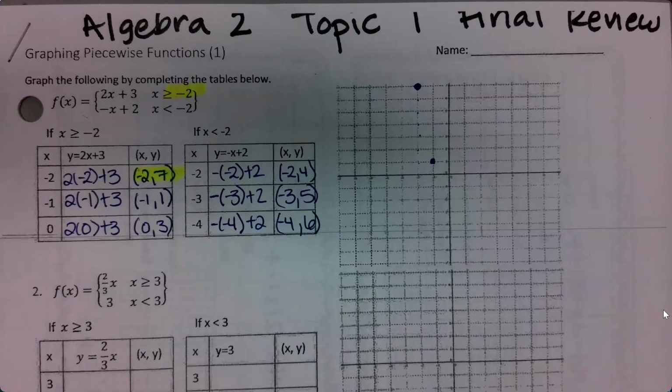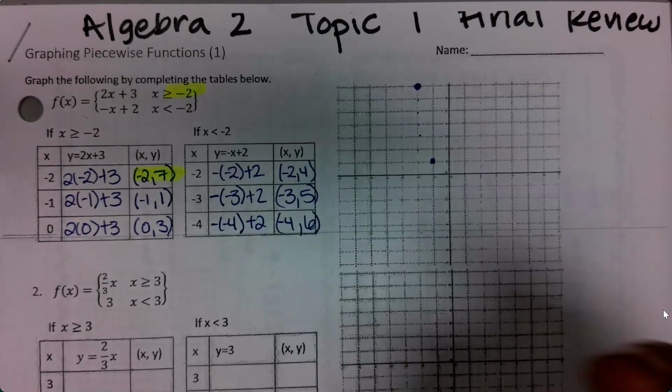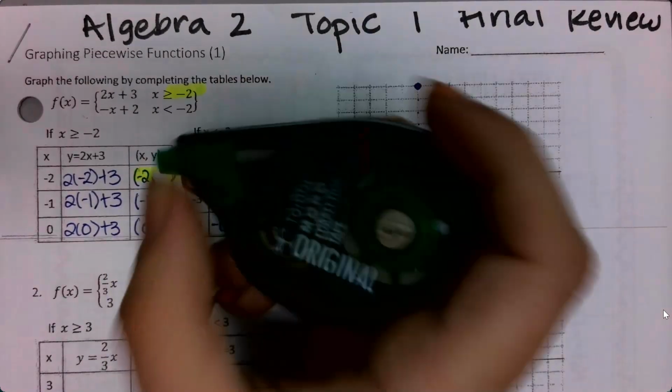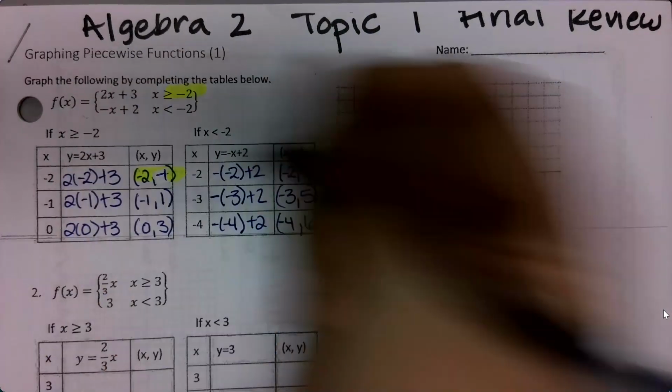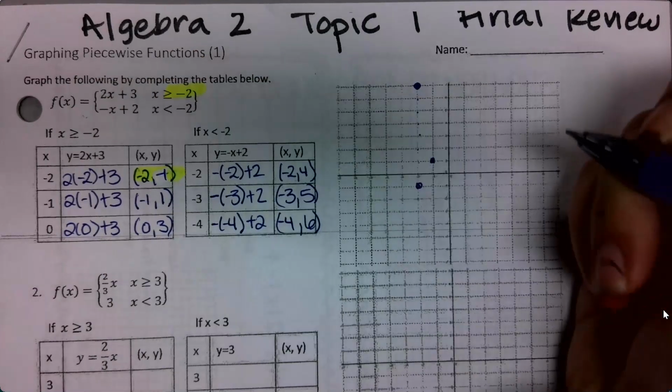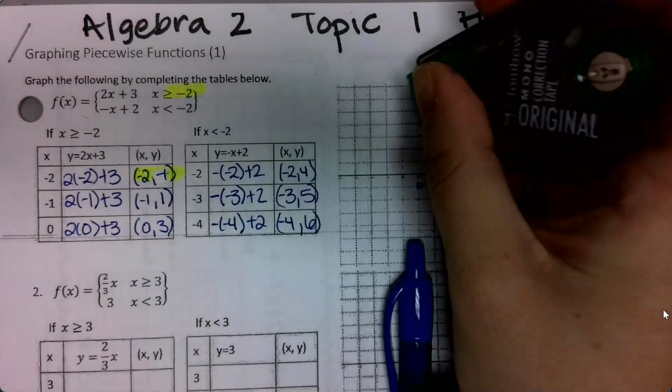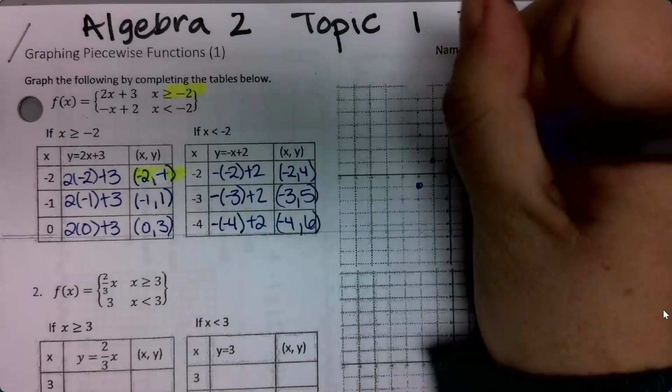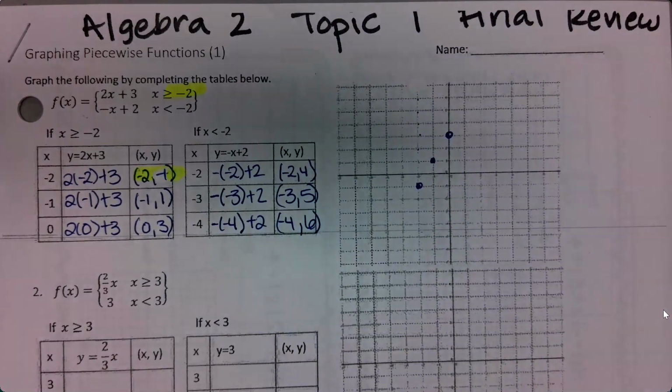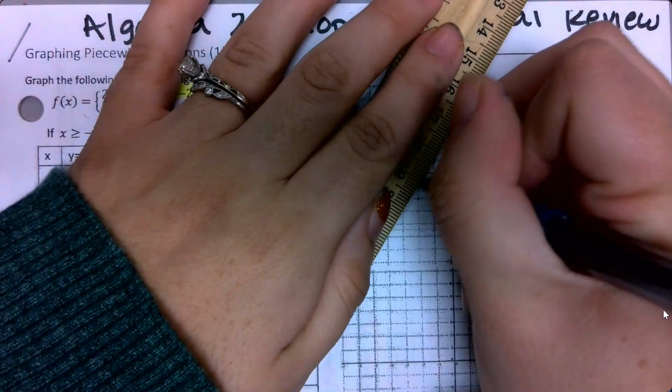wait a second. My first point I got wrong. Negative 2 plus 3 is negative 1. I apologize. So I'm going to go to this point right here, and I'm going to ignore this top point. Then 0, 3. Okay, because it's greater than, this is going to go right forever. So I want to connect my points starting at my final dot.